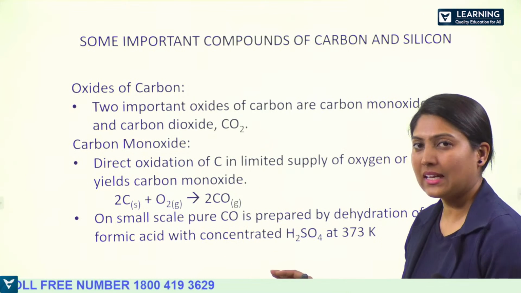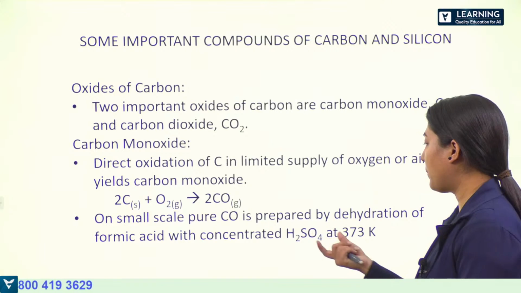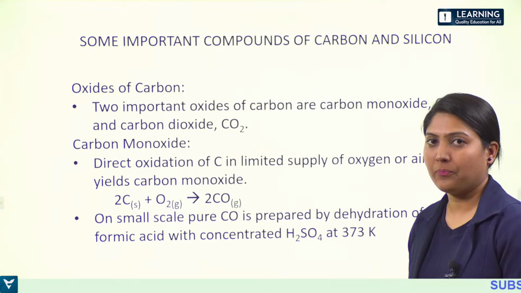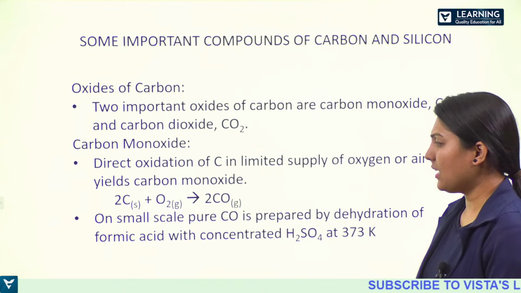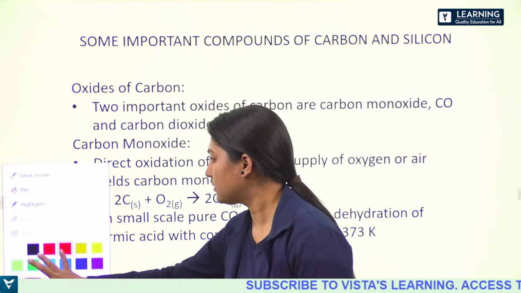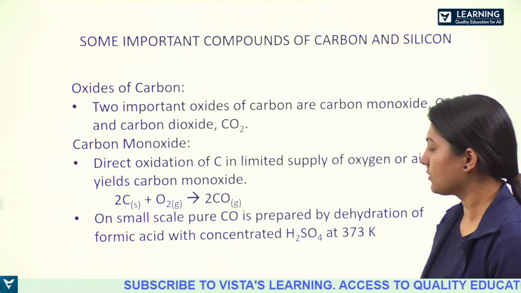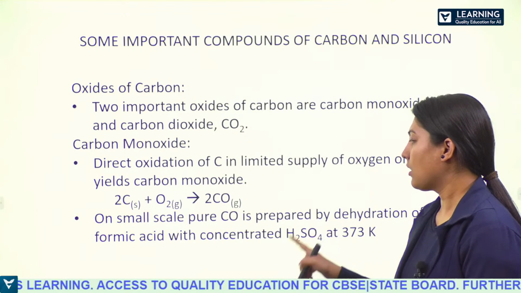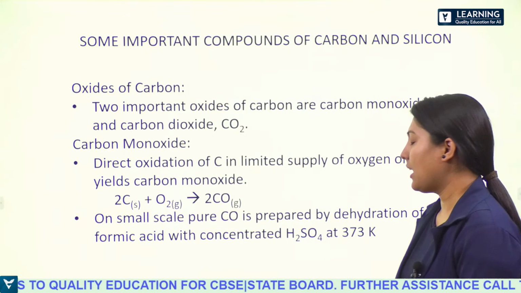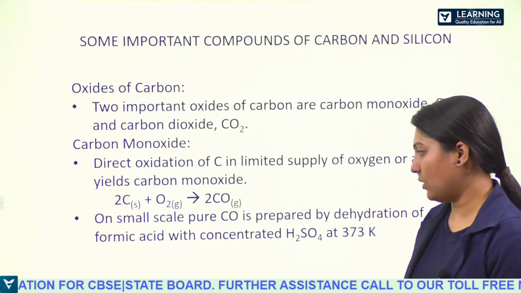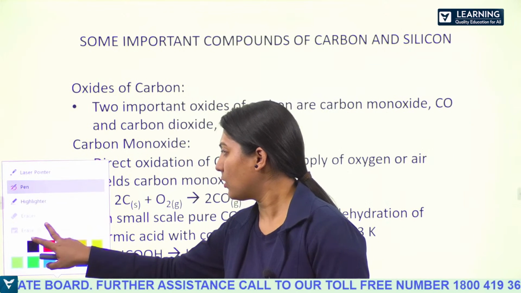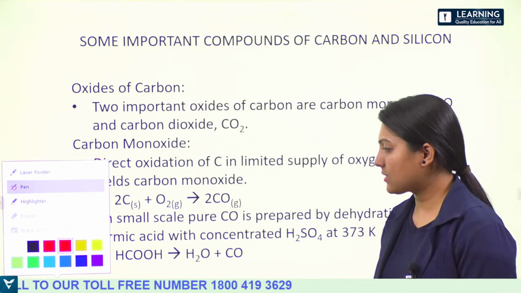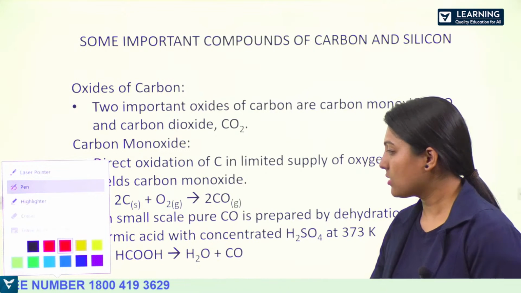On a small scale, pure carbon monoxide is prepared by dehydration of formic acid. What is formic acid? Dehydration of formic acid with concentrated sulfuric acid at 373 Kelvin. So what is the formula of formic acid? HCOOH. When that is heated, so what happens?